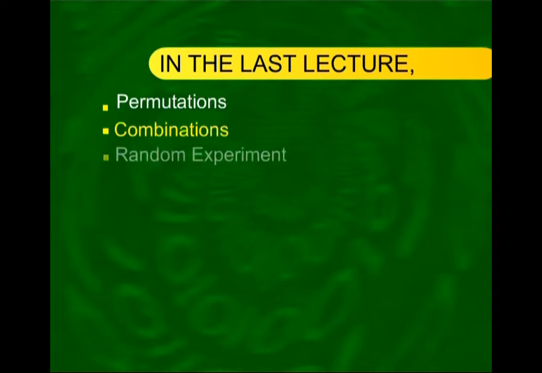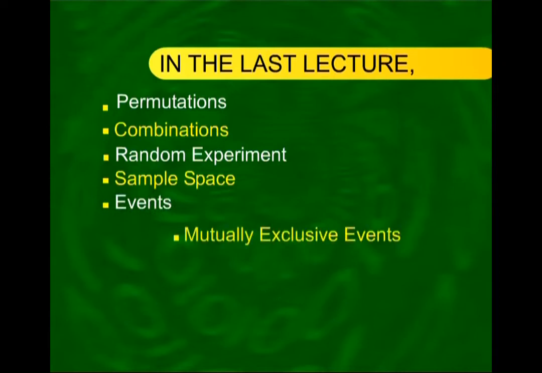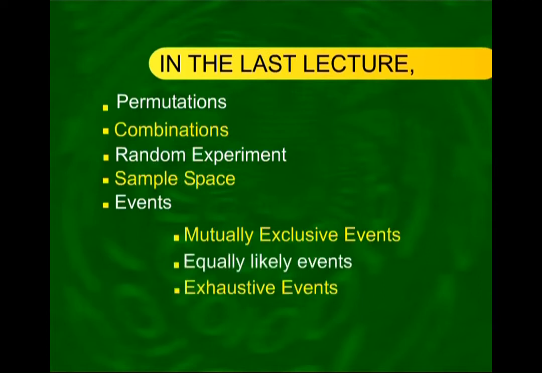You will recall that in the last lecture, I discussed with you the concept of permutations and combinations. And after that, we discussed a number of important and fundamental concepts, such as the random experiment, the sample space of a random experiment, the concept of events, and different types of events, such as the mutually exclusive, the equally likely, and the exhaustive events.